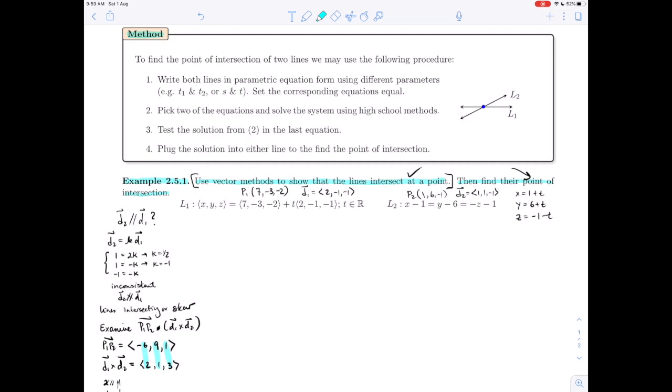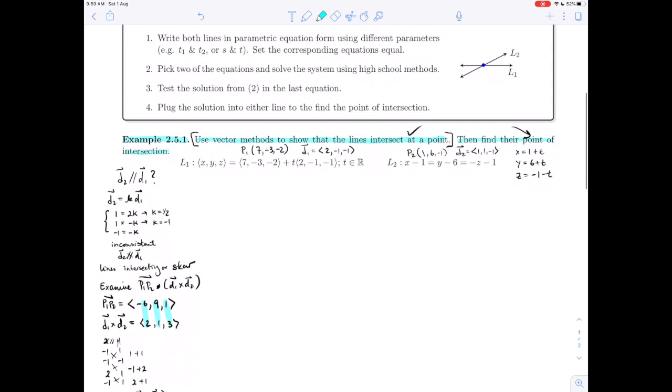And so this says to find the point of intersection of two lines, we may use the following procedure. So let's go through this step by step. Part 1, write both lines in parametric equation form using different parameters, either t1 and t2, s and t, something like that, and set corresponding equations equal. So let's go and do that.